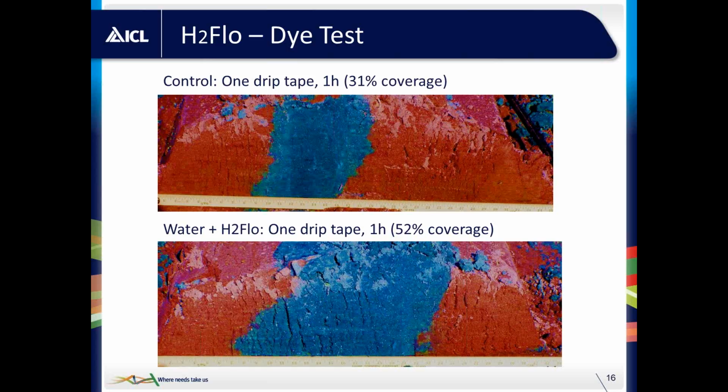The top picture shows you the control. So there's one drip tape, and this is after 1 hour. And you can see across the bed there was a 31% coverage, so where the actual water reached was only 31%. However, when you added H2Flo through the drip system, after 1 hour, you had achieved 52% coverage of the bed. So you can see it's allowing the water to move sideways and into a far larger area of the growing media.